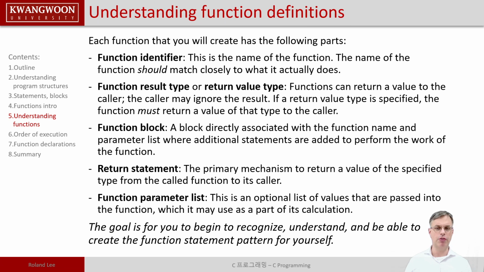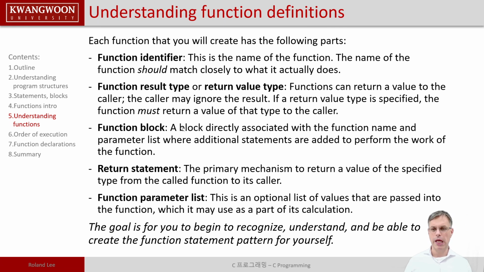Functions therefore are an essential part of any C program, and each function that you will create has the following parts. You see here function identifier. This is the name of the function. The name of the function should match closely to what it actually does. As for the next one, function result type or return value type. Functions can return a value to the caller. The caller may ignore the result. If the return value type is specified, the function must return a value of that type to the caller.